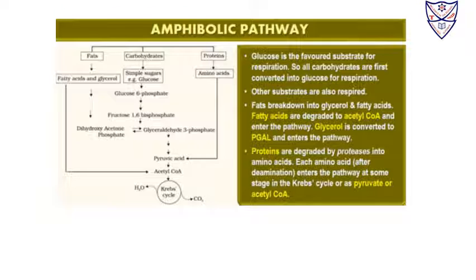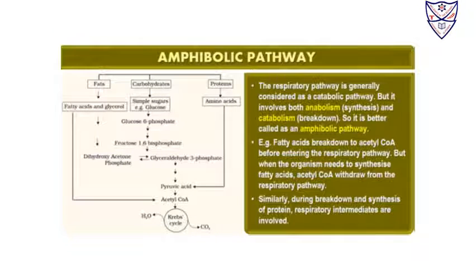Proteins are degraded by proteases to amino acids. Each amino acid, after deamination, that is the removal of the amino group, enters the pathway at some stage in the Krebs cycle, or as pyruvate, or as acetyl-CoA. So the general assumption is that the respiratory pathway is a catabolic pathway because energy is released and things are broken down. But here, as we see, both anabolism, that is synthesis, as well as catabolism, that is breakdown, are happening. So we call it an amphibolic pathway.